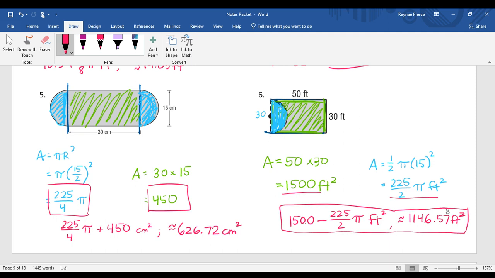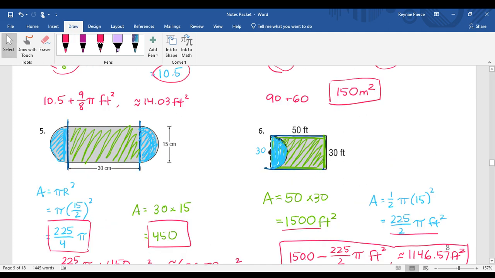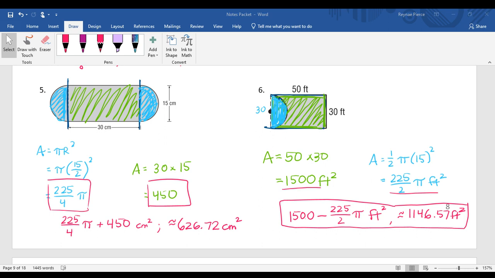Okay, get into the practice of putting both the exact and the approximate for these composite figures. Okay, it will depend on what the directions are for your quiz.